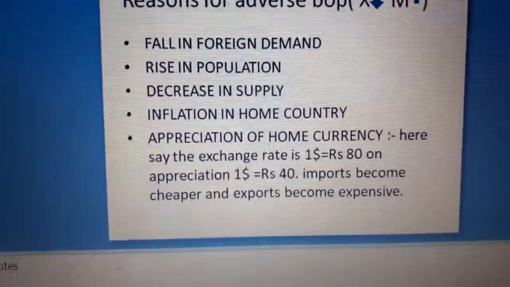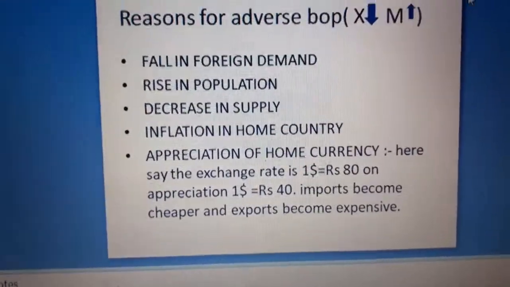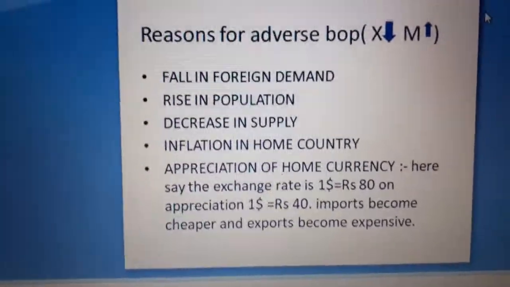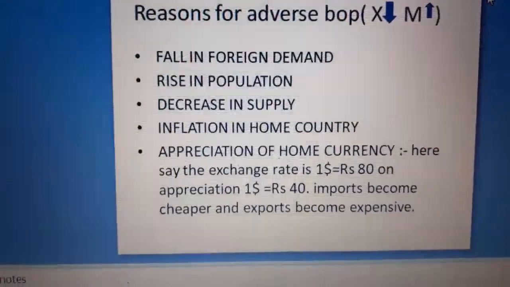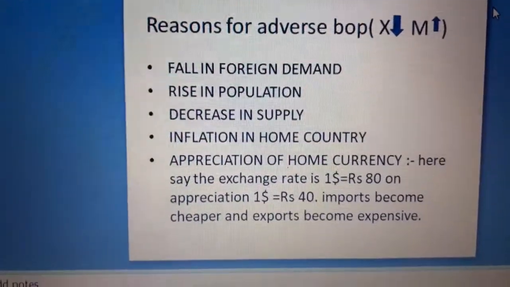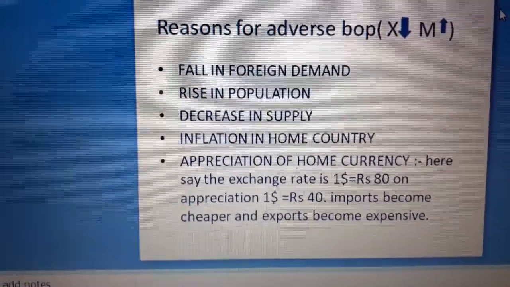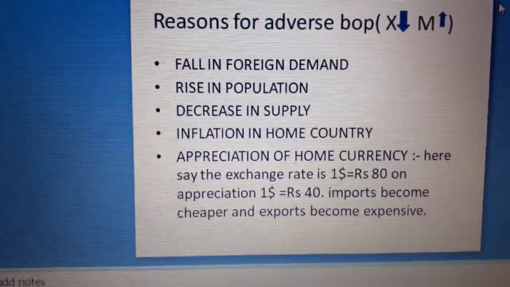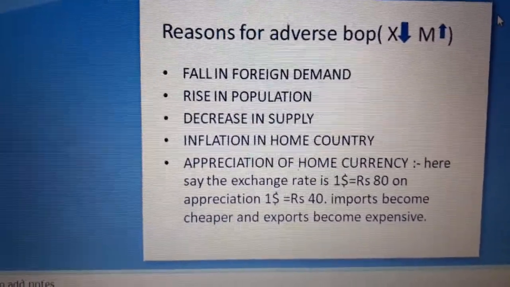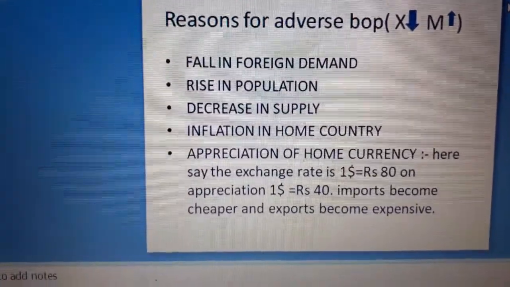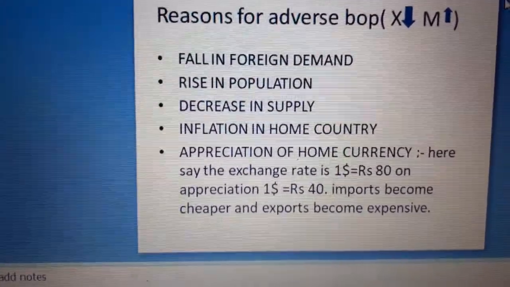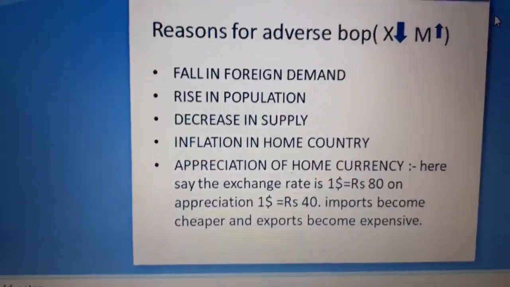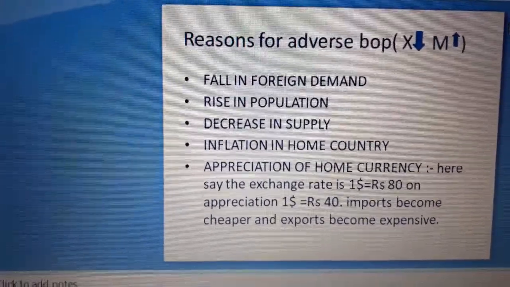Now, a technical point. What is it? Appreciation of the home currency. What do you mean by appreciation? It is the rise in the value of the home currency in terms of foreign currency. For example, $1 is equal to rupees 80. On appreciation, the exchange rate becomes $1 is equal to rupees 40, right? It looks like the value of the rupee has gone down, but no, it has gone up.